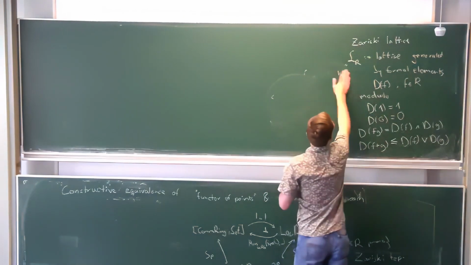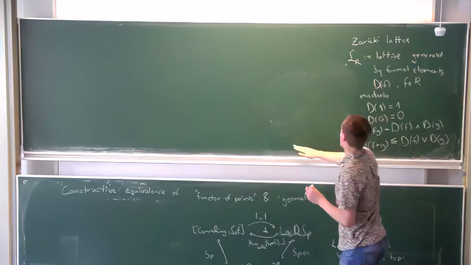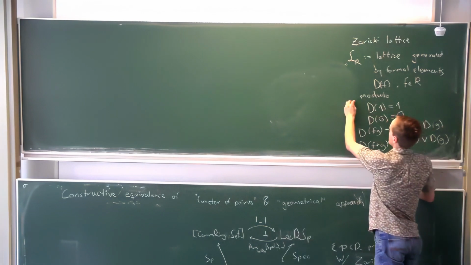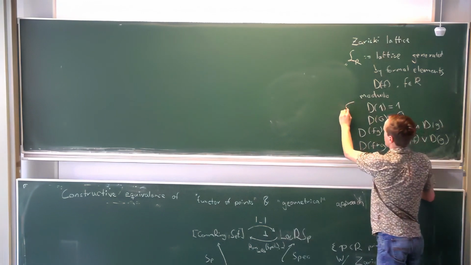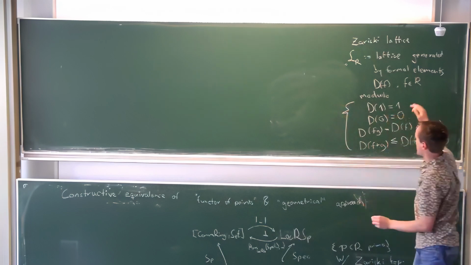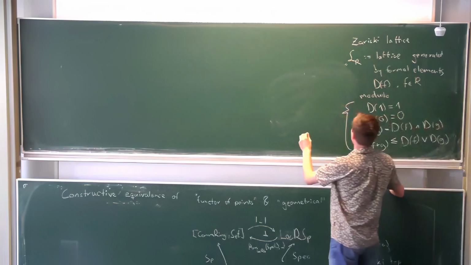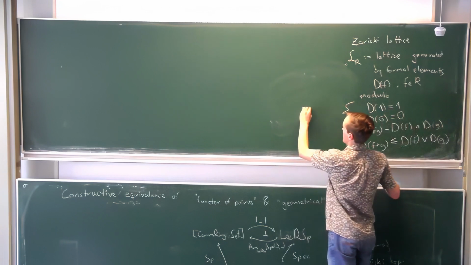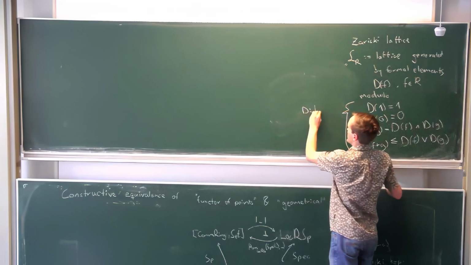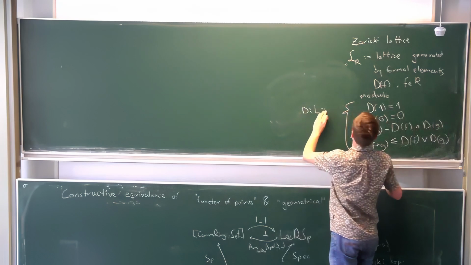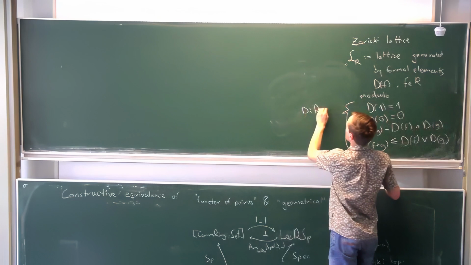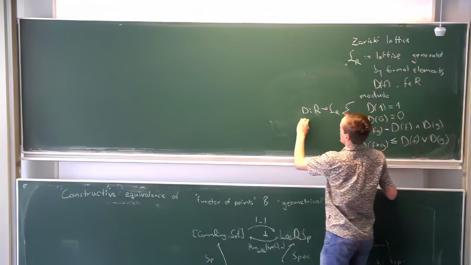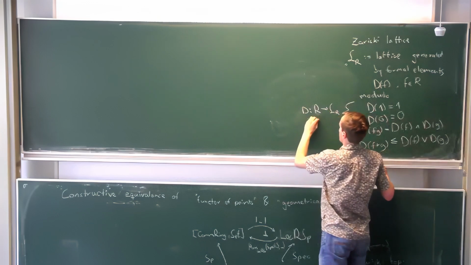I think the key ingredient to understand both these things is this particular set of relations. So the key definition is: call maps E from your ring R to your lattice, in this case the Zariski lattice, a support.